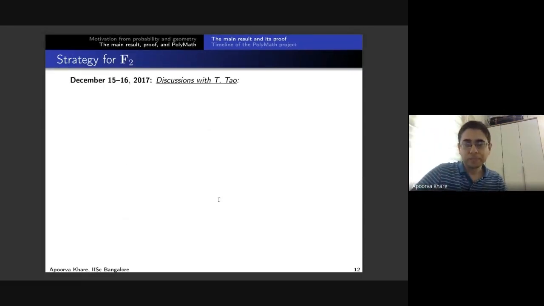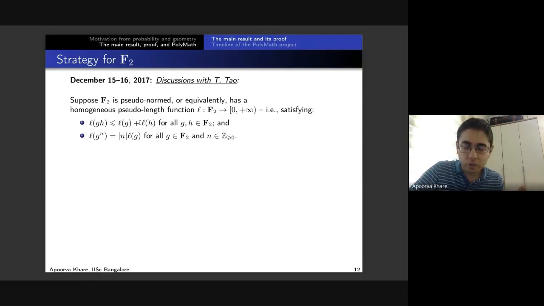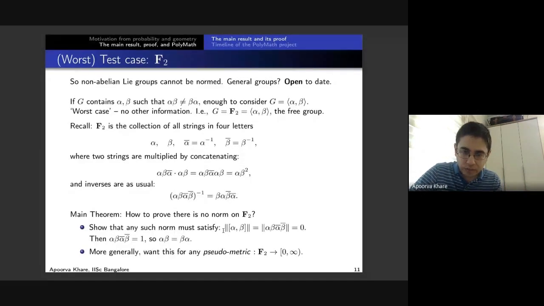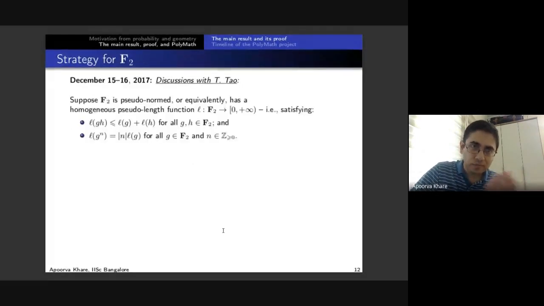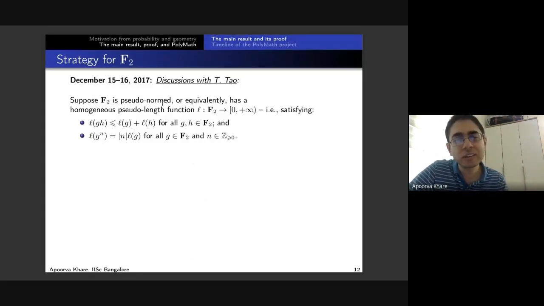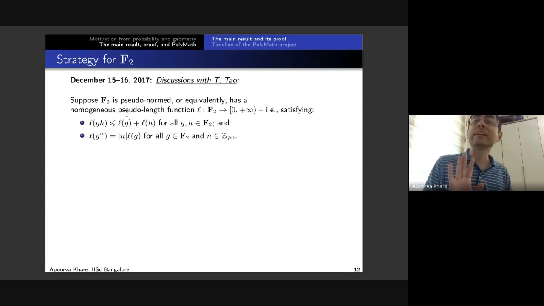Okay, so let's translate this into the language of length functions. Suppose F2 has a homogeneous pseudo-length function, satisfying length of GH is less than or equal to length G plus length H. The reason we say pseudo-length is that we are not going to use the fact that length is positive unless G equals 1. We will not even need that.